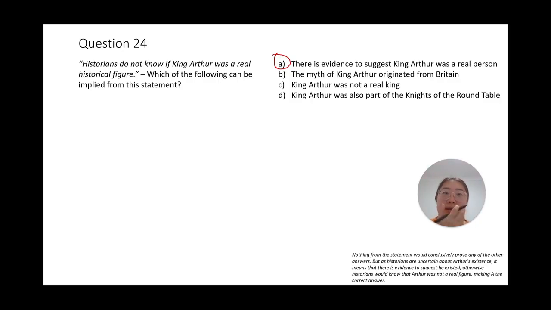So that's why there must be evidence that he was a real person. Furthermore, if there was no evidence suggesting he was a real person, then historians wouldn't even know that King Arthur existed. He was not even a name that they recognized or was ever heard of. So that's why A is the best answer here. You can have a look at this if you still need a bit more assistance.